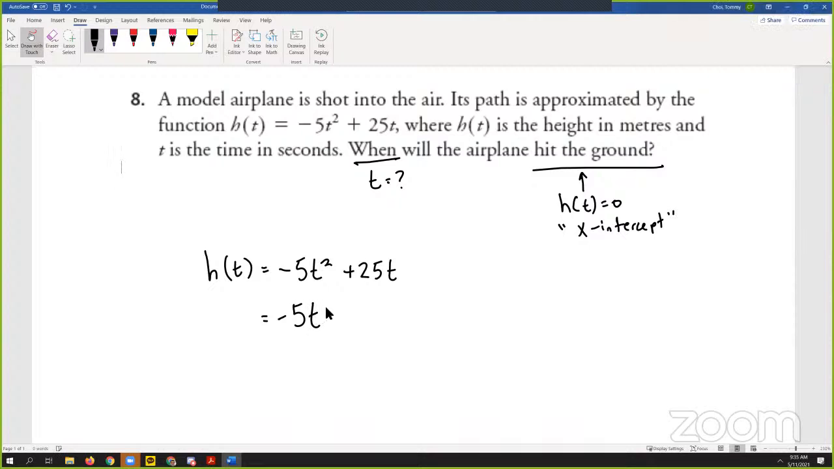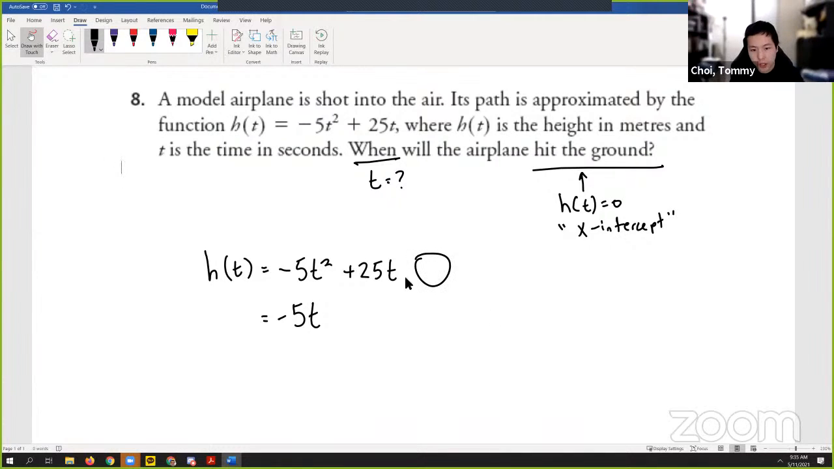Yes, we can. Since there's no c value, if there was like a plus 10 here, then you can't factor out t because everything has to have it. But since there's no c value, we can actually factor out a t here, which makes our life a lot easier. So we're going to factor out negative 5t, and that gives us t minus 5 as our factor. And that turns out that's really nice.